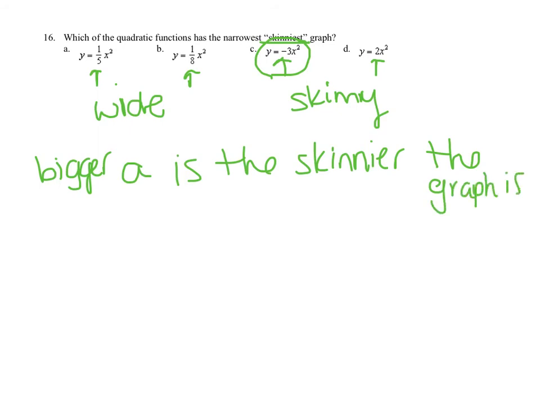So between the two, y equals -3x squared would be the narrowest out of all the graphs.